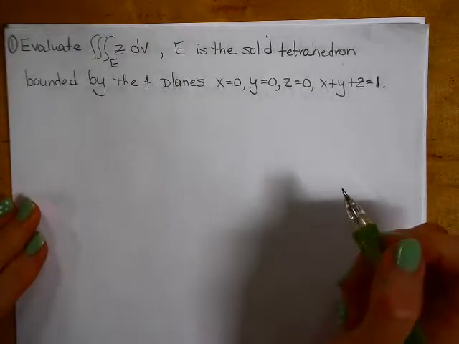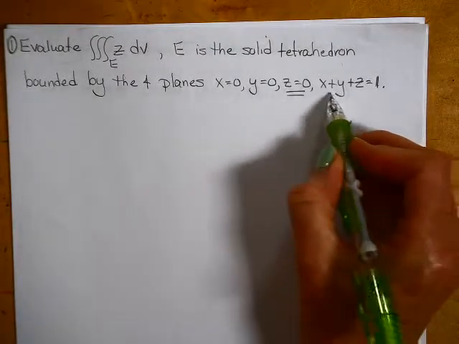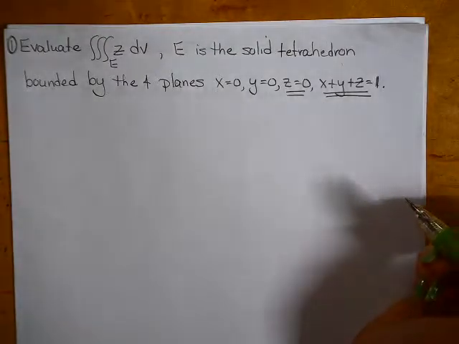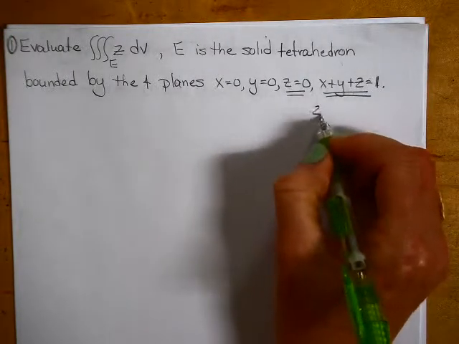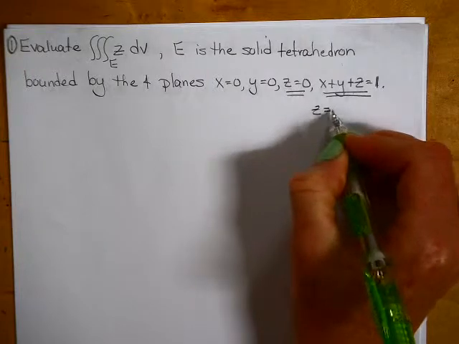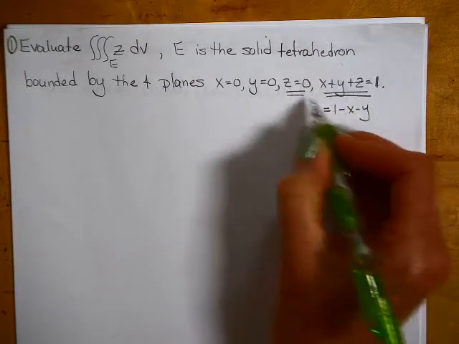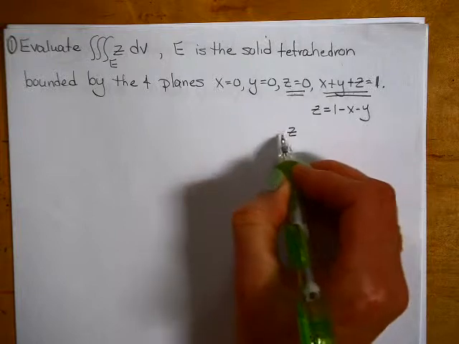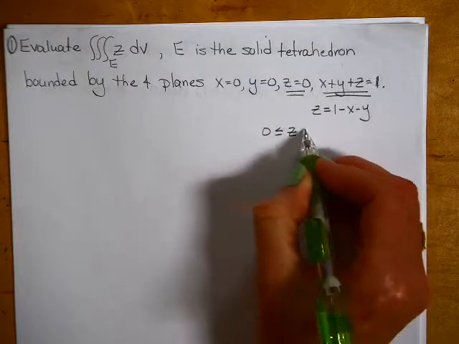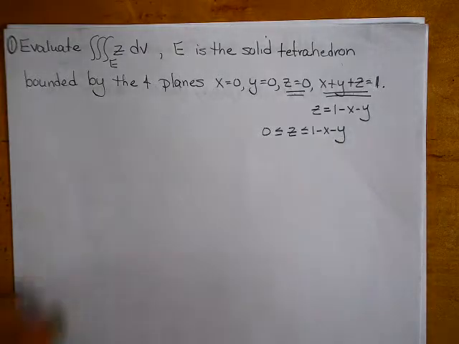So the first thing that I notice is I've got z is equal to 0 and I've got this plane. If I solve this plane for z, then z is going to equal 1 minus x minus y. This plane is above where z is equal to 0 because that's the xy plane. So I can get my z's ranging from 0 to 1 minus x minus y.